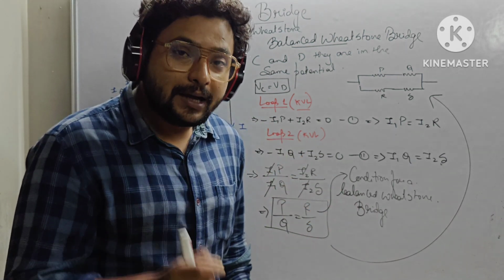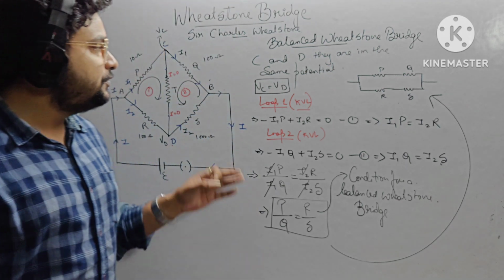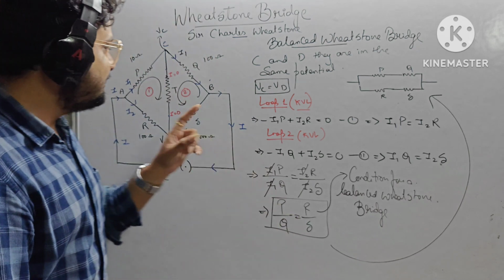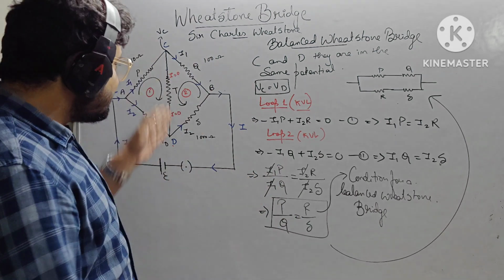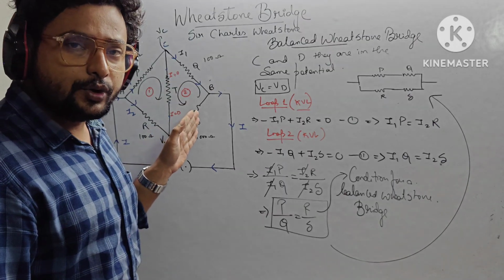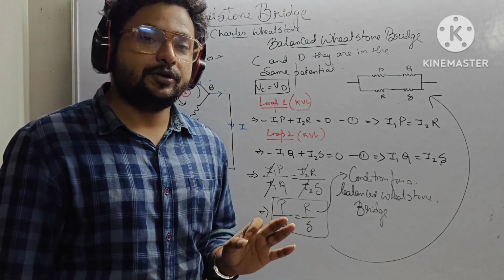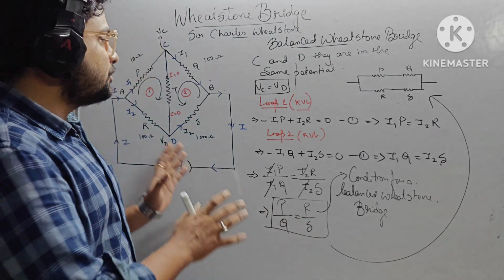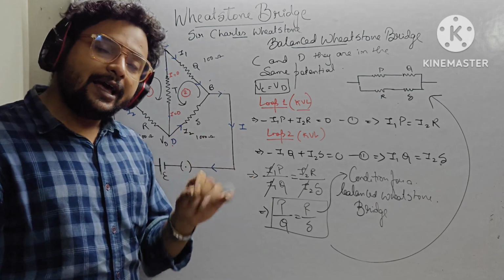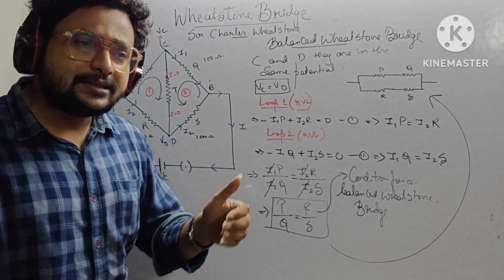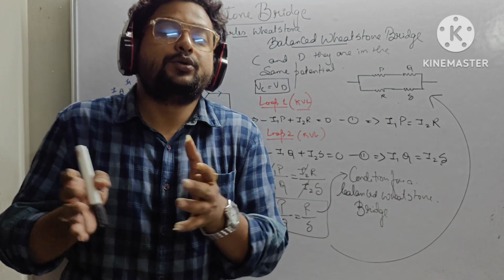But if you get an unbalanced Wheatstone bridge, don't expect that you will always get a balanced one. In that case you have to solve by the previous method which I have shown you. You have to take current through this branch, and then solve using Kirchhoff's law. So that was all about Wheatstone bridge, the main basic concept and what is balanced and unbalanced. Balanced and unbalanced comes at last. First you have to understand what a Wheatstone bridge is and how to solve it.